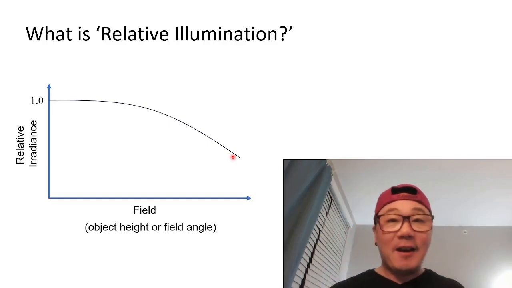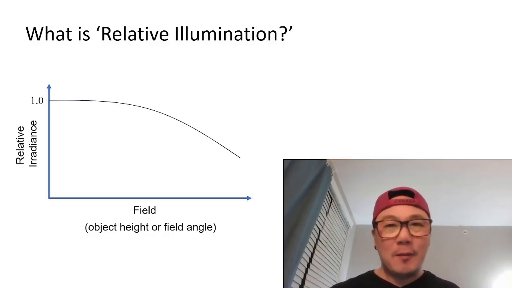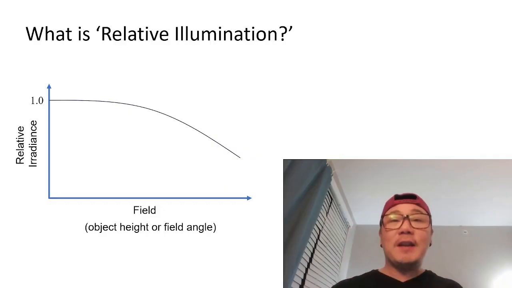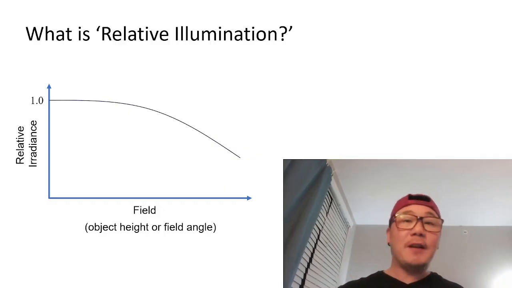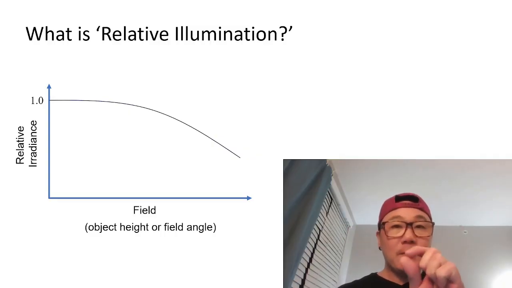Okay, so last time when I talked about relative illumination, it was a little bit of a satire. So today I'll try to be a little more serious. Relative illumination is the brightness profile across the image plane. It's called illumination, but it's more like an irradiance profile from the center of the field of view to the edge of the field of view.